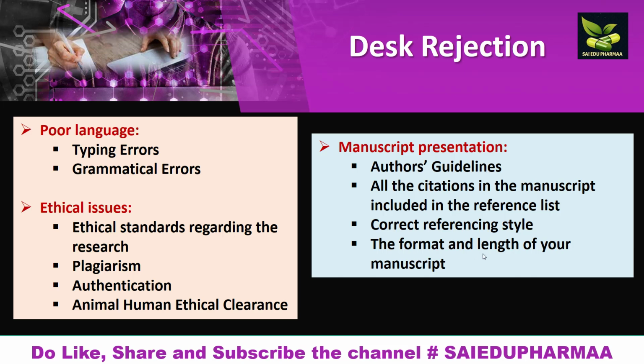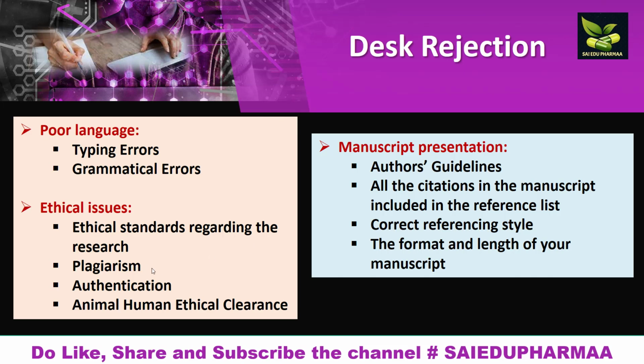Then the format and length of your manuscript is also very important. Like if they are saying that the maximum word count is 3000, then you have to stick to it. Similarly, if they are saying that the abstract should be of 500 words, then you should restrict your abstract to 500 words only. Then in ethical issues, all the ethical standards regarding the research should be fulfilled.